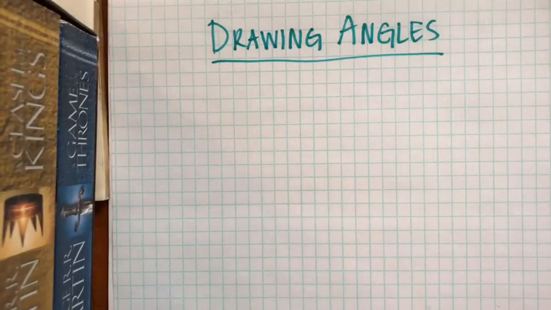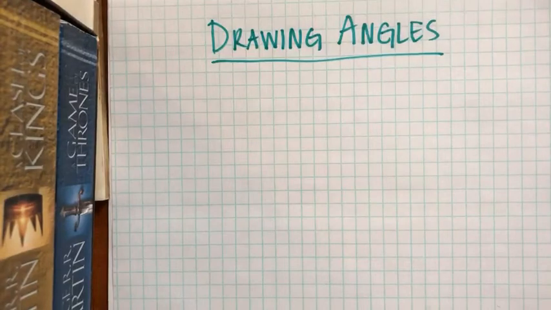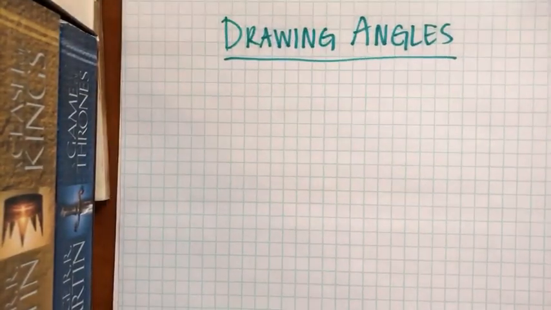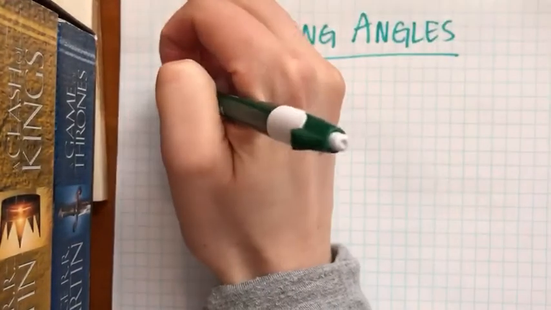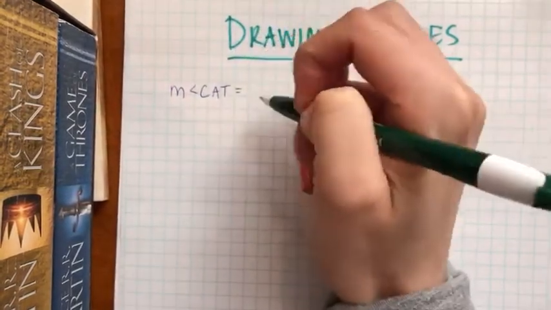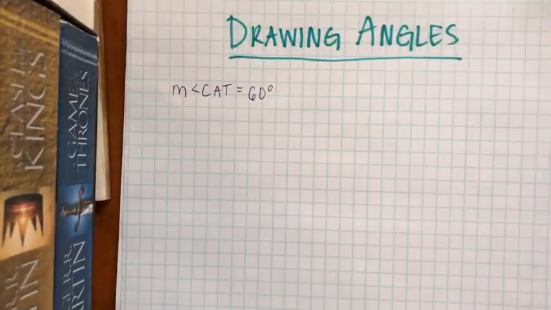The next thing we are going to learn about today is using a protractor and a straight edge to draw angles. So let's start. We're going to have an angle CAT, C-A-T, and this angle we're going to draw is going to be 60 degrees big.